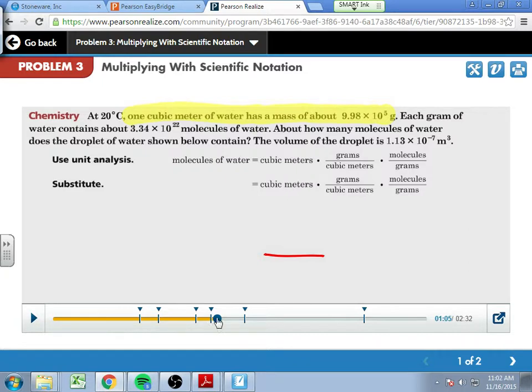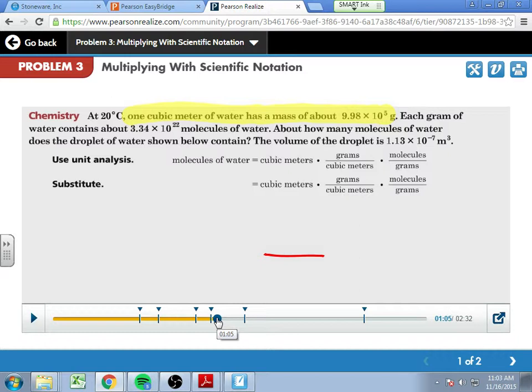Well, to figure out the molecules of water, we take our cubic meters, we have 1, times the grams per cubic meter, which we've been given, times the molecules in a gram. This is using our stoichiometry method where we want to cancel things. The grams cancel, the cubic meters cancel, and all we'll be left with is number of molecules. So there's a couple of divisions that have to happen here.